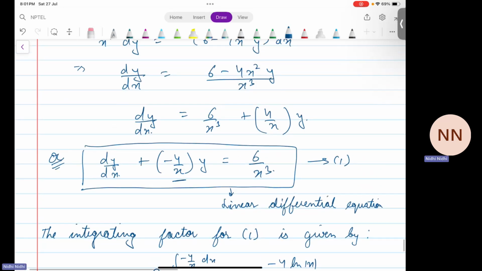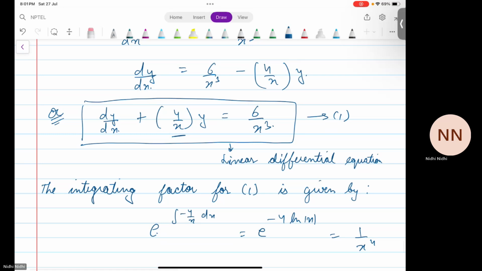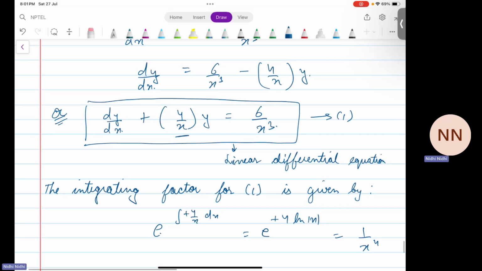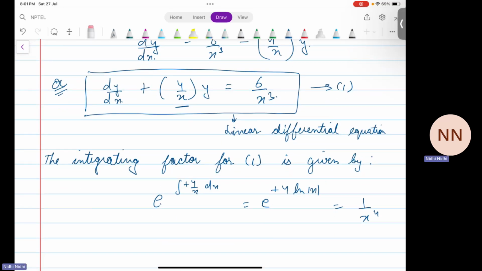Oh my god, I made a mistake. This is minus, this is plus. So we get a plus, x power 4.